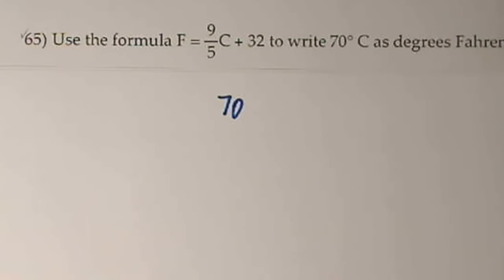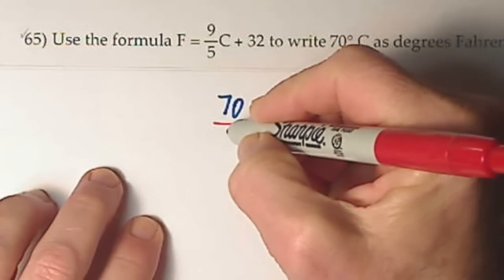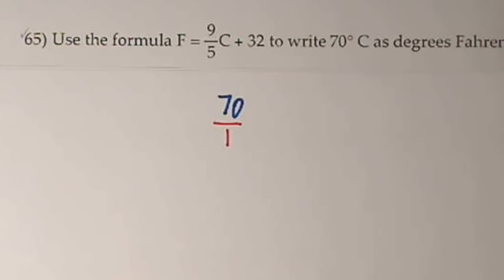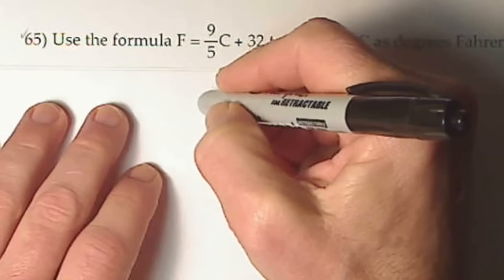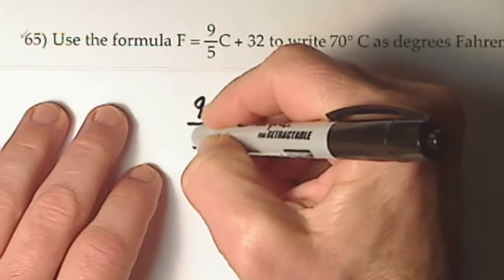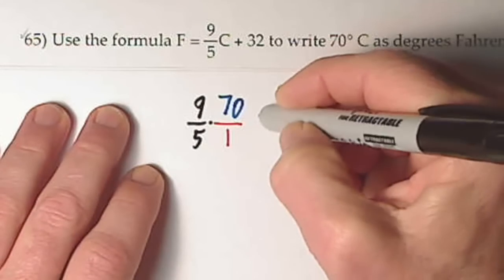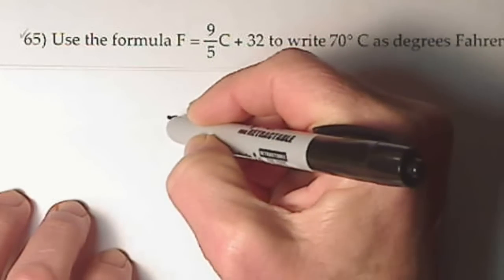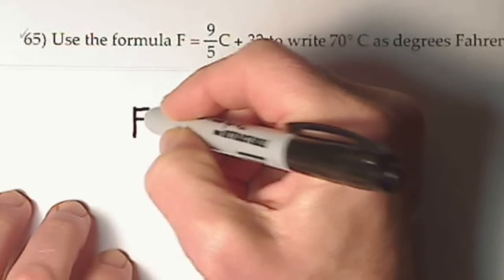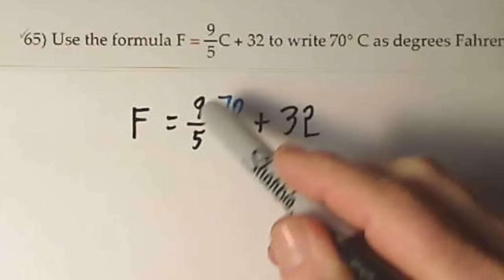And all of a sudden I wish that was a fraction, because I'm going to put 9/5 right next to it. And if I have one fraction, I probably want what's next to it to be a fraction. So here's our 9/5. Alright, this is 9/5 times C plus 32 equals F. And the reason I didn't make this a fraction is I know that this is going to clean up nicely.